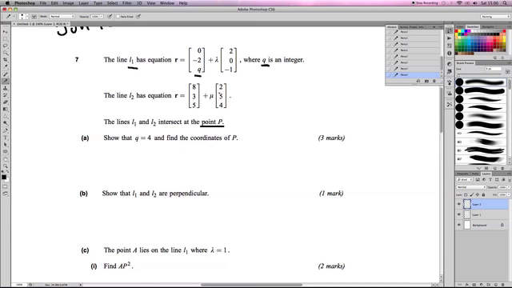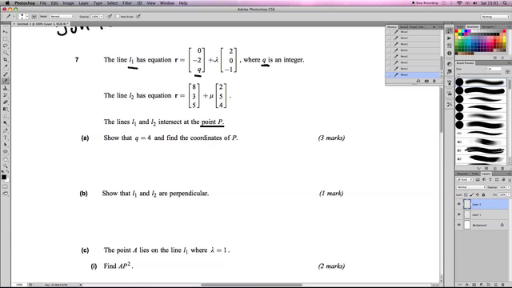So this would just be a simultaneous equation. Essentially we've got this equal to this. So all the x components will equal each other, all the y components will equal each other, and all the z components will equal each other. Because it says it intersects, I don't think we actually have to prove that it is intersecting. So we can just make that assumption.